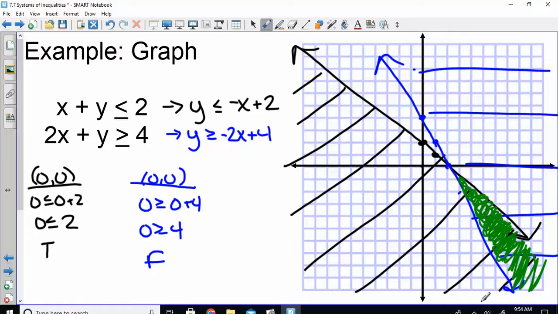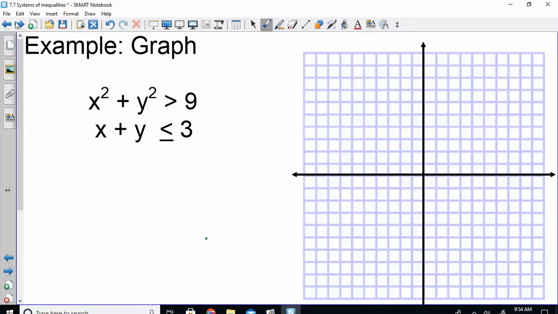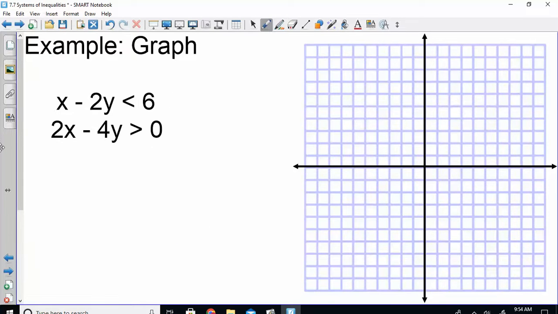Do you guys remember doing these last year? There's a lot of things that we've done this year. It's just extra. Let's not do that one yet. Well, let's take a look.